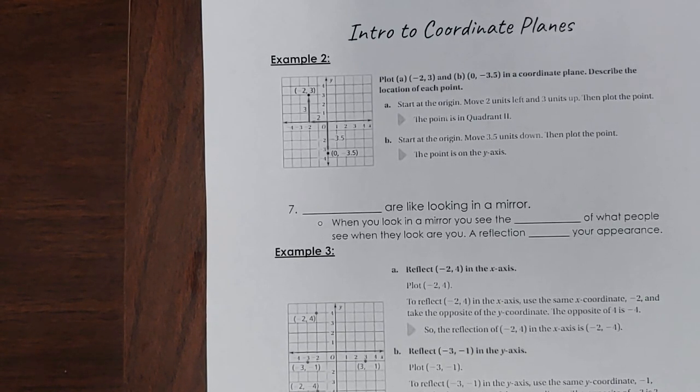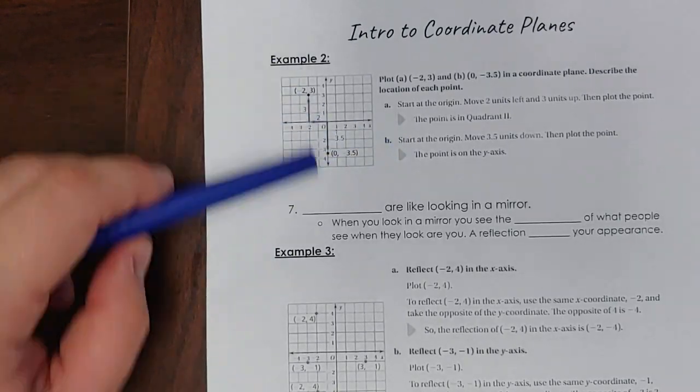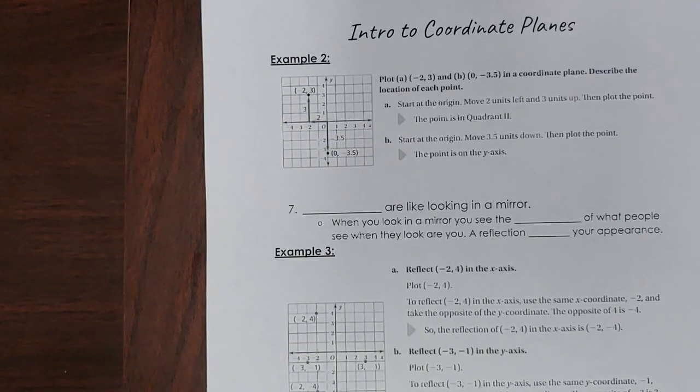If you are on the line, whether you're at 0, 0, if you're on the x-axis or the y-axis, you are not in any of the quadrants, okay? You're just on that axis. So anything on the line is not in a quadrant. All right.